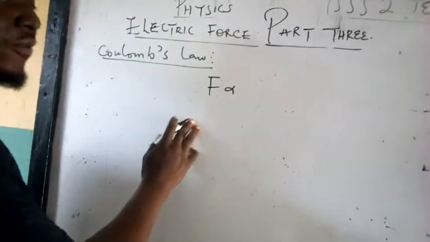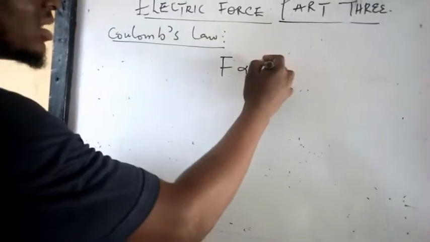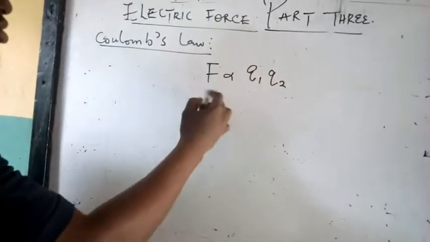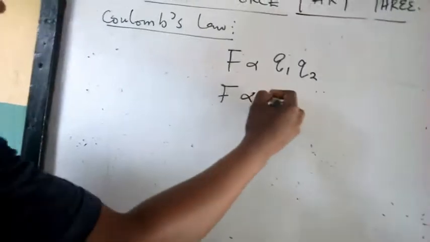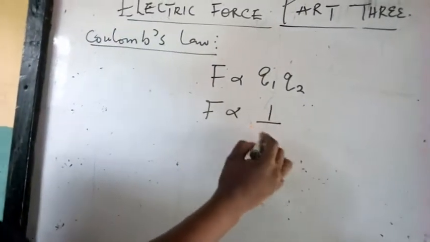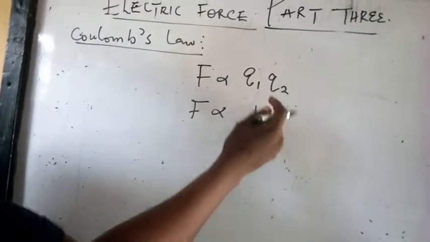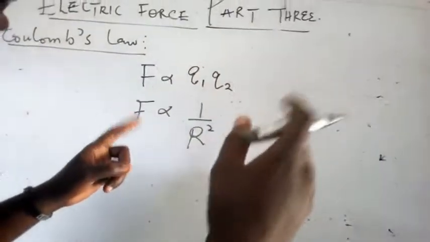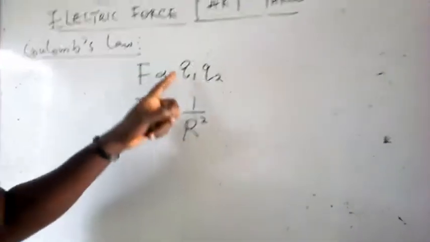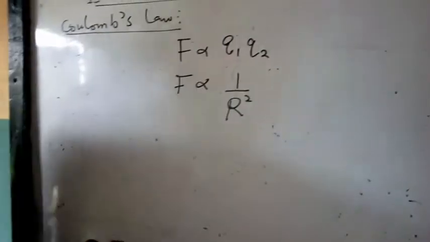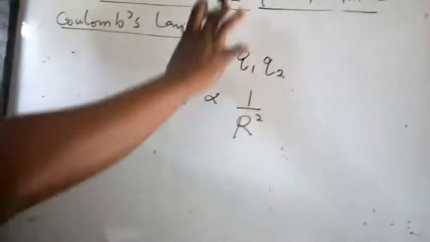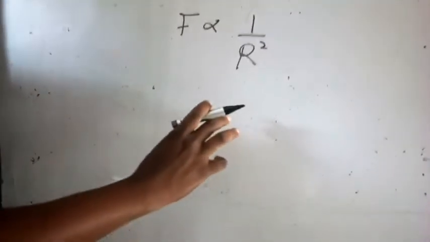I said that F is directly proportional to Q1 and Q2. And I said that this F is also inversely proportional to the square of the distance between the two charges. Now we are going to apply your variation, your joint variation. We are going to combine them together.